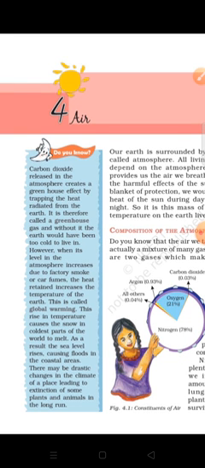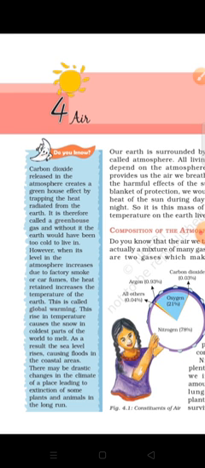When the earth is heated by CO2 and CFC, chlorofluorocarbon, that is called, the snow in the coldest parts of the world melts. As a result, the sea level rises, causing floods in the coastal areas. There may be drastic changes in the climate of a place, leading to the extinction of some plants and animals in the long run.